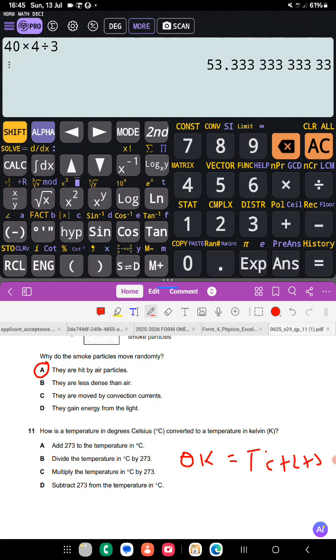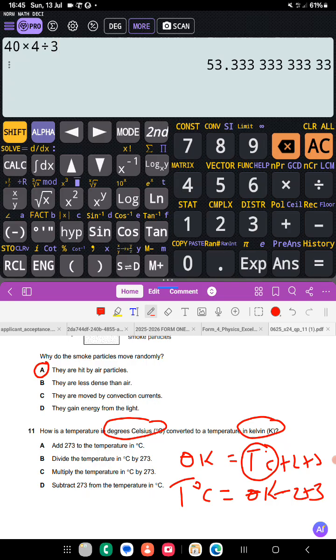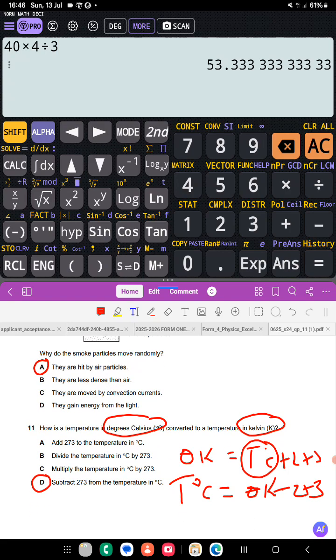So the question is, how do we change temperature in degrees Celsius to kelvins? So just solve for temperature in degrees Celsius. Make it the subject of the formula. Temperature in degrees Celsius will be equal to temperature in kelvins subtract 273. So in this case, we subtract 273 from temperature in kelvins. That means it's D. The answer is D.